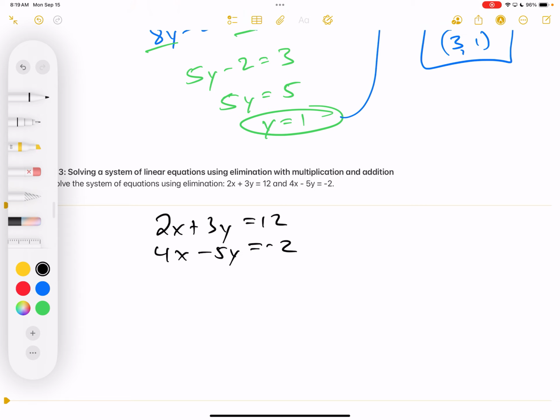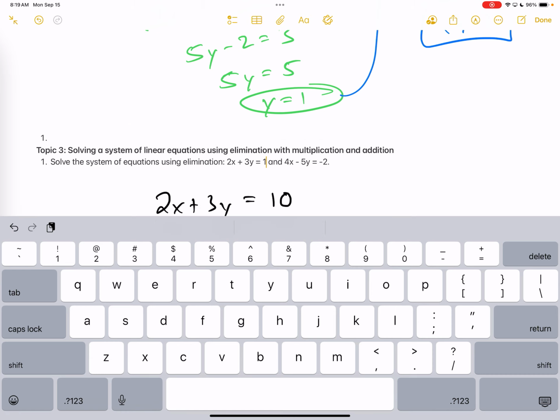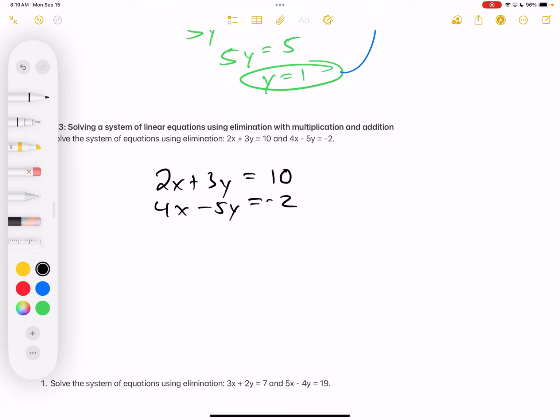I think we're going to get a fraction again. Man, Grok is struggling on this one. Let's change 12 to 10. Sorry, it's better than having fractions, though. Should have double-checked some of these.